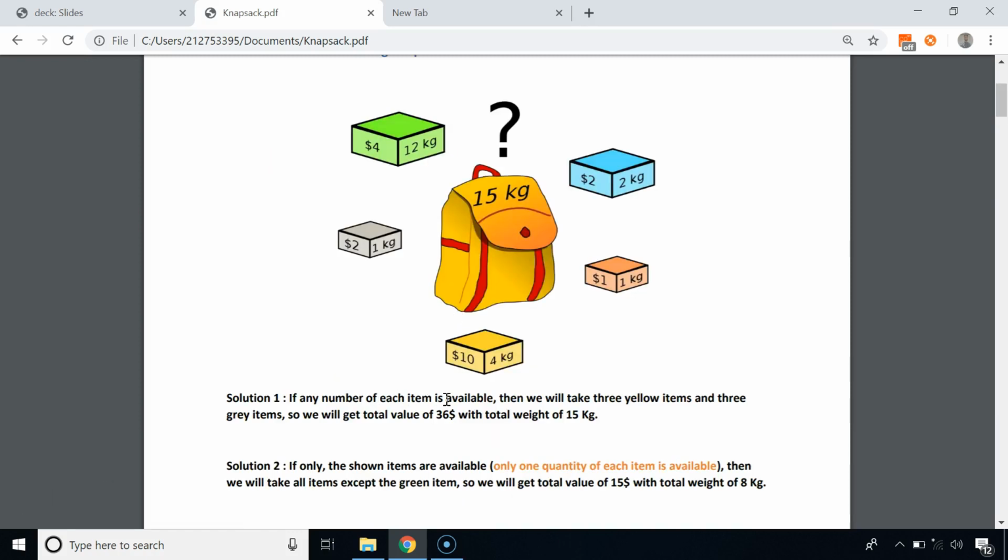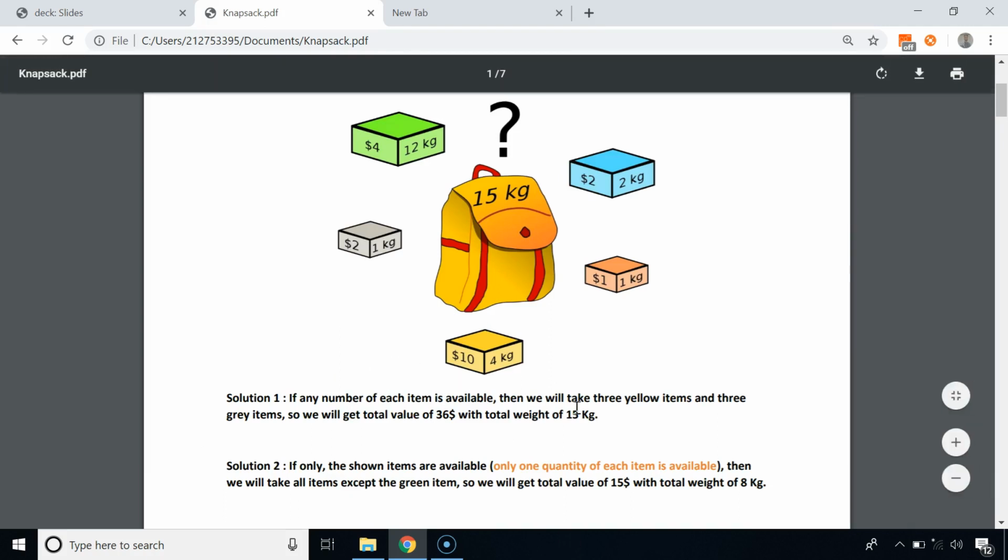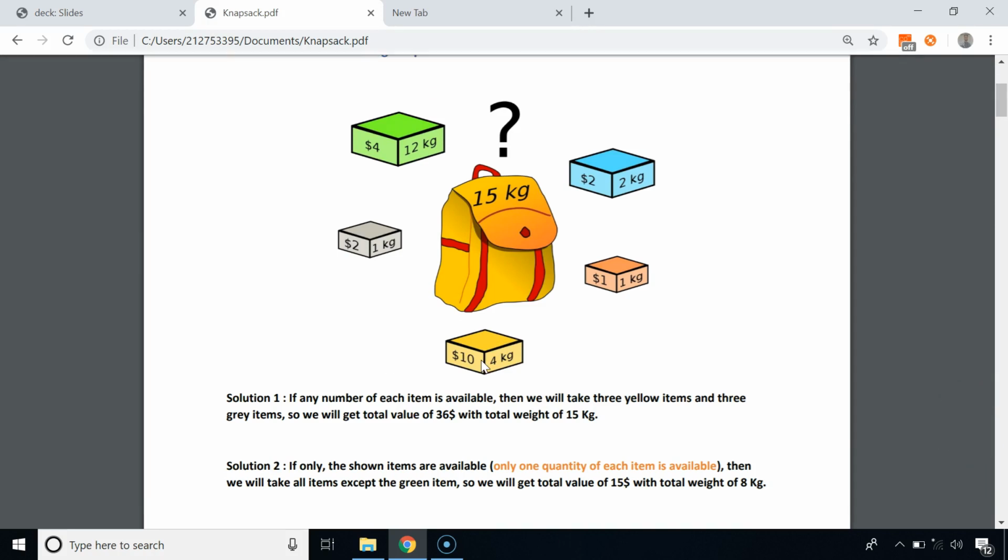Now, if we have any number of each item available to us, then we will take 3 yellow items, which will give us a total value of $30 and weight of 12 kg. So we still have 3 kg left. Then we will take 3 gray items, which will give us a total value of $6. So 12 plus 3 will be 15 kg. So the total weight will be 15 kg and the total value we can get is $36. So if we have any number of each item available to us, then we will take 3 yellow items and 3 gray items, which will give us a total value of $36 and total weight of 15 kg.